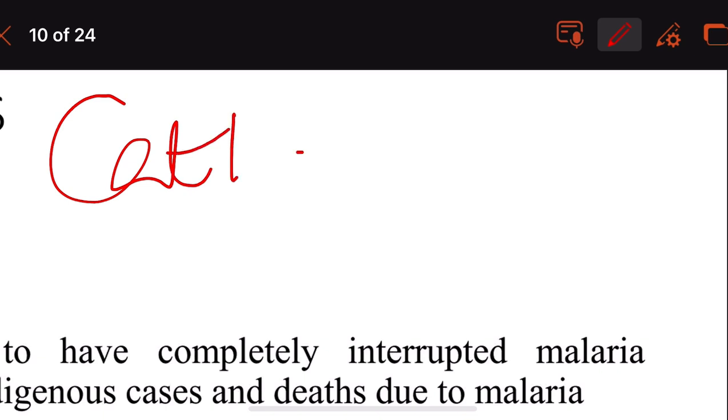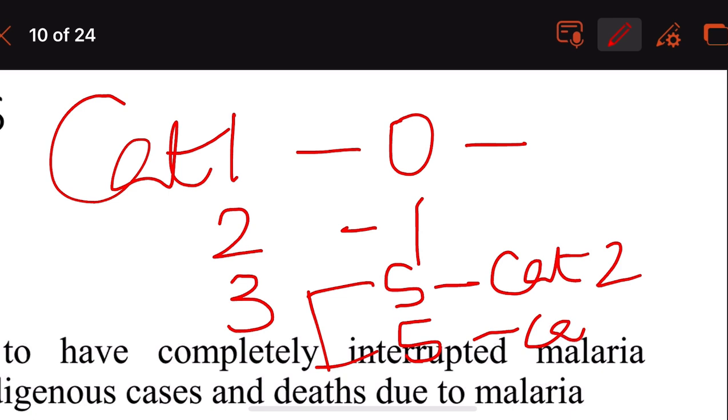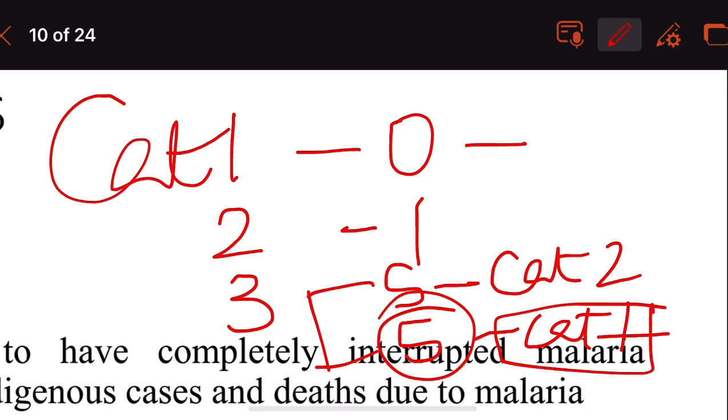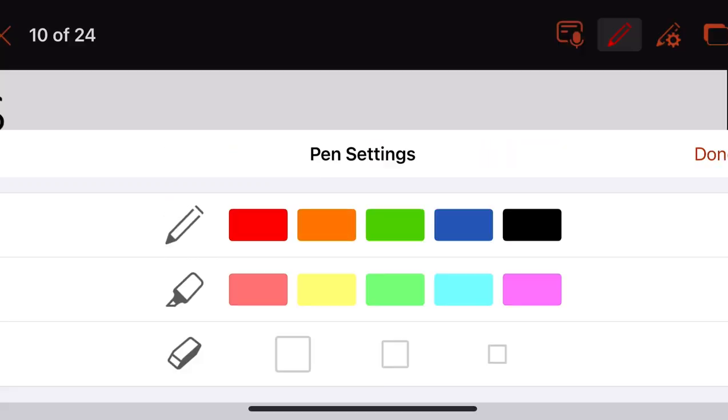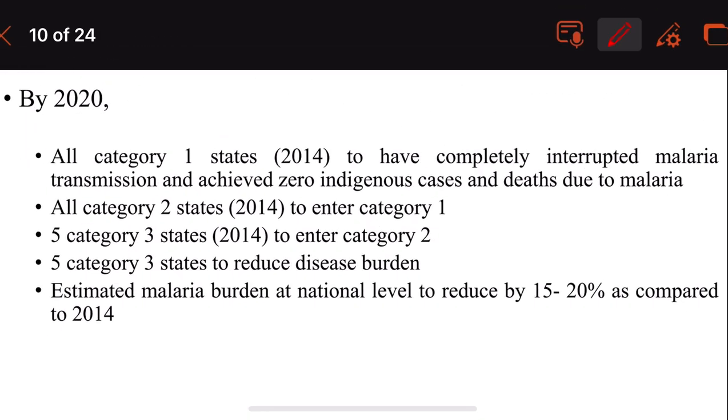Simple. Category 1 to enter 0. Next comes category 2 to enter category 1. And then category 3 is divided: 5 states have to enter into category 2, 5 states have to enter into category 1. Done. Now we move on. I guess we got confused with this. The category 5, the remaining 5 states, they have to reduce the disease burden. I'm really sorry. Let us see if we have recalled it correctly. I'm extremely sorry for that.